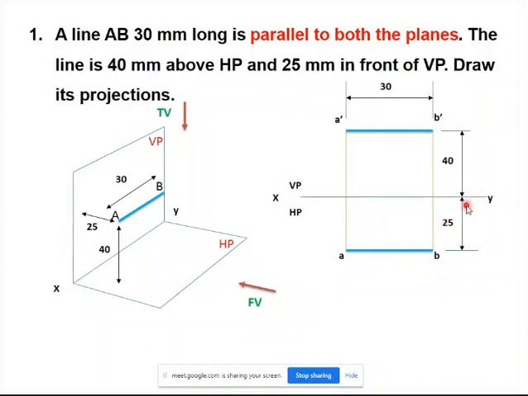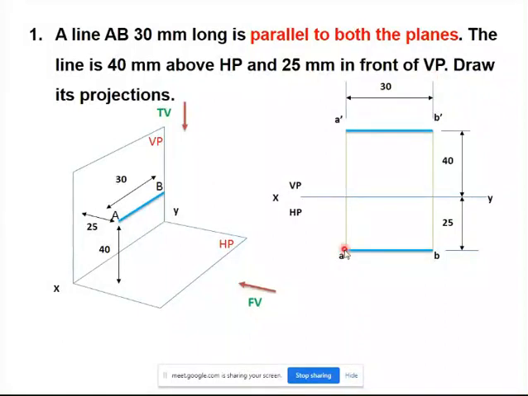So from the reference line, initially you can create a vertical line. This one is a vertical line, a thin line. From the reference line, you can pick a point on this vertical line that should be 40 mm above HP, and you can name it A dash. Then you can create the top view first point, that is called A. You can pick a point here that should be 25 mm below the reference line, because here it is marked as 25 mm in front of VP.